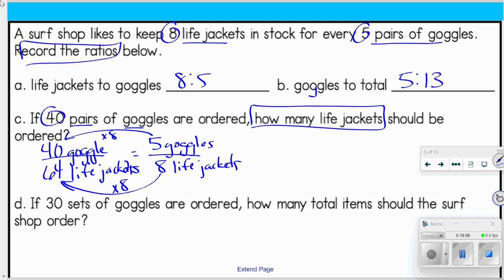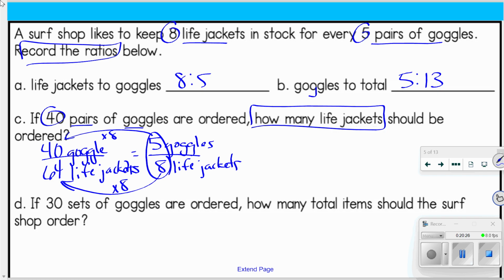Be very careful. Normally I would start with my simplified ratio, because that's going to show me how I'm going to be going. But when the problem was set up, I started with the 40 goggles instead. You have to always start where I've got two numbers, guys. That establishes my relationship. So it doesn't matter if that's on the left or the right side of the equation.